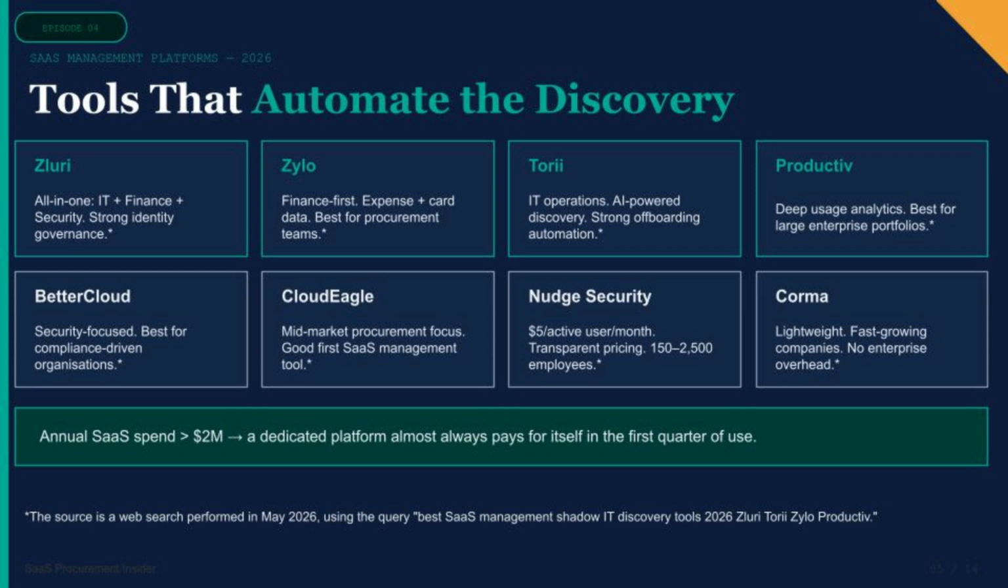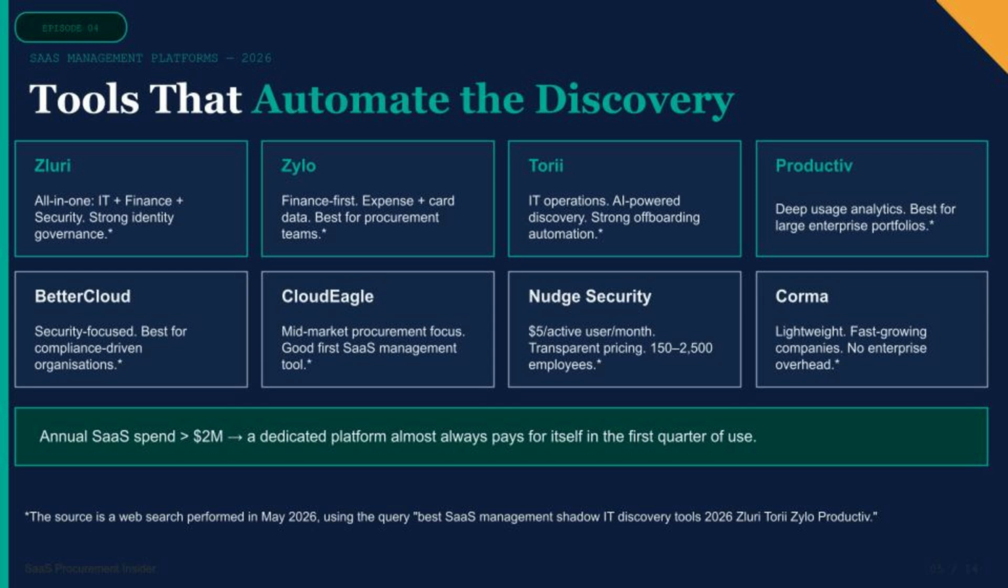Zluri covers IT, finance, and security in one platform. Xylo starts with expense and corporate card data, making it particularly strong for finance and procurement teams. Tori is built around IT operations with AI-powered discovery. Productive goes deep on usage analytics for large enterprises.